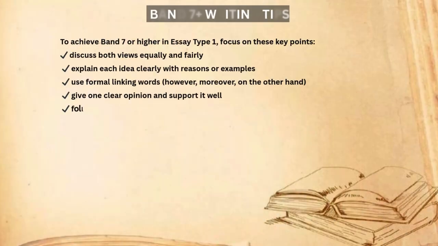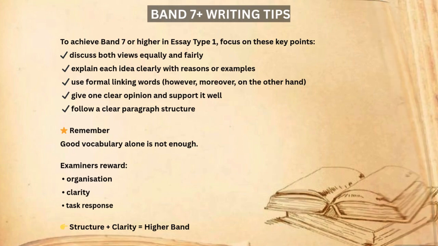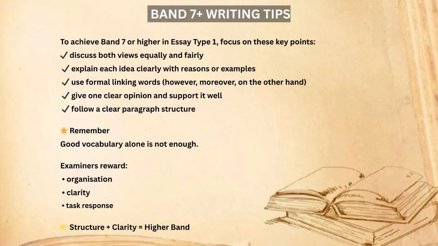Now look at this slide. These are band 7+ writing tips, and they clearly tell what examiners want. To achieve band 7 or higher, you must discuss both views equally and fairly. Explain each idea clearly with reasons or examples. Use formal linking words. Give one clear opinion and follow a clear paragraph structure.